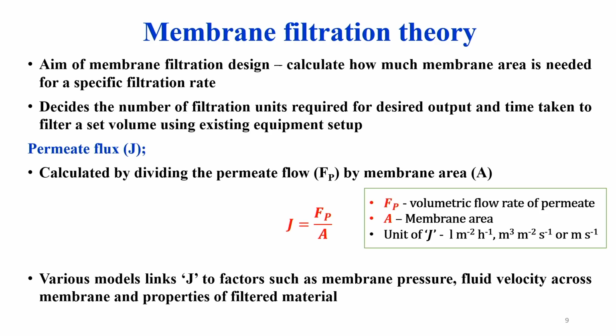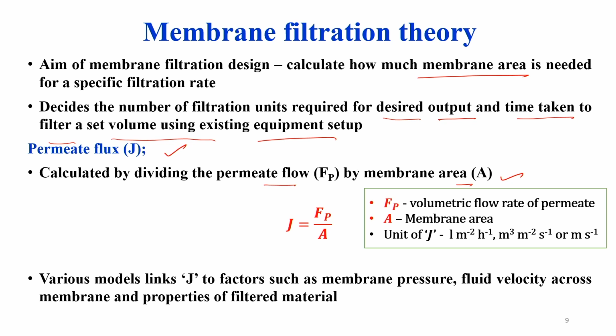Now, we will go through the theory of membrane filtration. The aim of this topic is to calculate how much membrane area is needed, because area is one of the design parameters for the membrane, and it decides the number of filtration units required for the desired output and the time taken to filter a set volume. Typically we will talk in terms of permeate flux. It is defined as Fp upon A. It means permeate flow rate divided by membrane area.